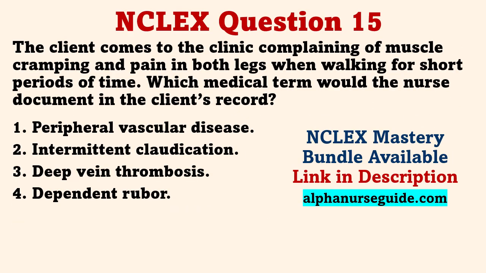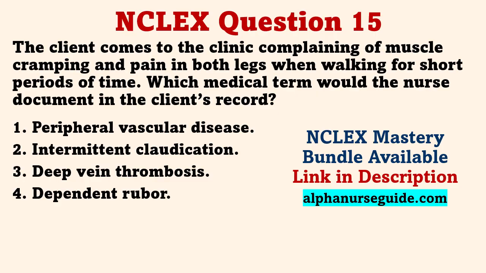The client comes to the clinic complaining of muscle cramping and pain in both legs when walking for short periods of time. Which medical term would the nurse document in the client's record? 1. Peripheral vascular disease. 2. Intermittent claudication. 3. Deep vein thrombosis. 4. Dependent rubor. The correct answer is 2.